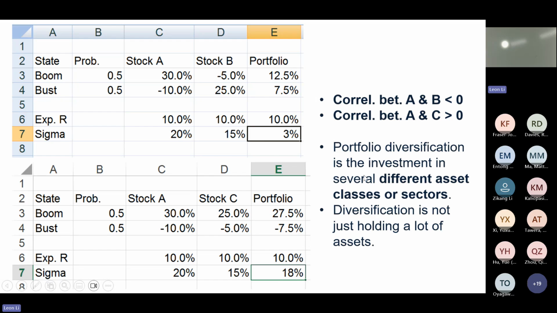So this is our conclusion. Portfolio diversification is the investment in different assets or sectors. So diversification is not just holding a lot of assets. All right, so for me, this example is very important.